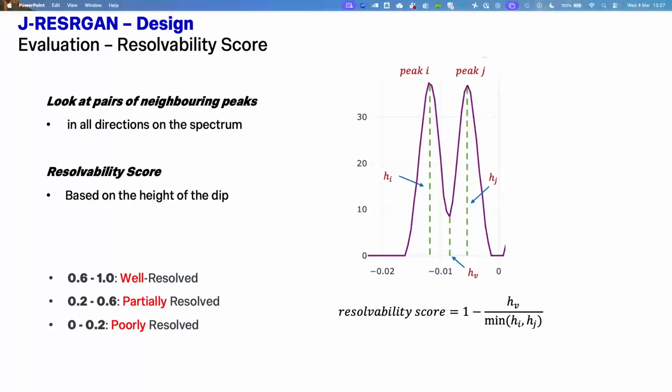We also needed some metric to decide whether we were improving the resolution or not, to measure that in a quantitative way. We came up with a very simple metric, which depends on measuring the height of two peaks, the two nearest neighbor peaks in the spectrum, and looking at the depth of the valley in between. So we came up with a resolvability score. It's nothing groundbreaking, where we essentially look at the ratio of the depth of this valley to the height of the two peaks. So a higher resolvability score means better resolved.